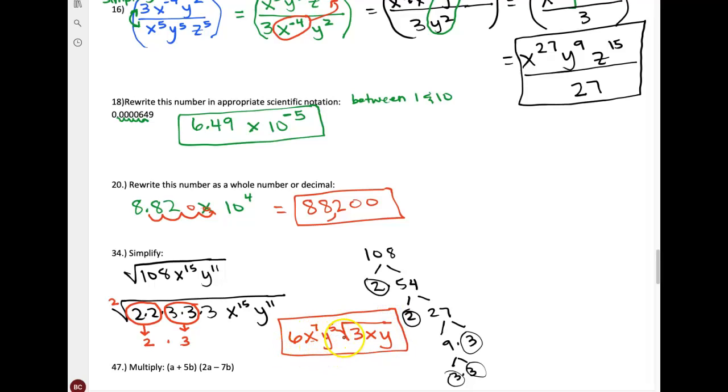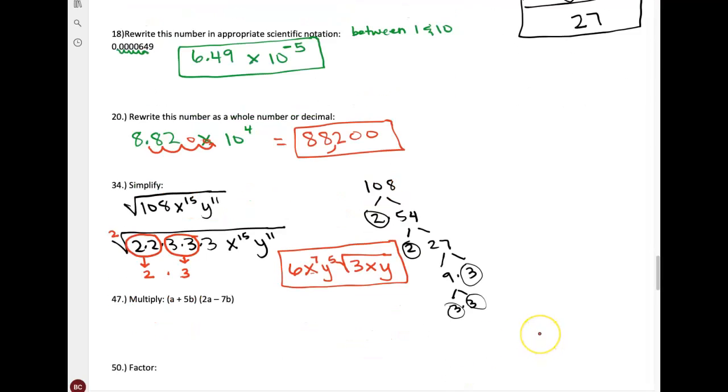6x to the 7th, y to the 5th, times the square root of 3xy. Okay, so just make sure you remember, like with square roots, they have to come out in groups of 2.